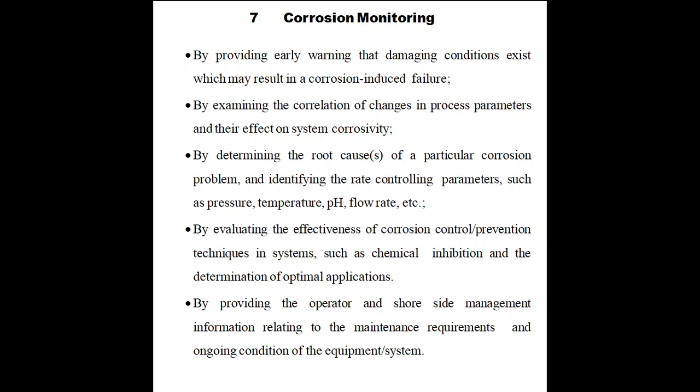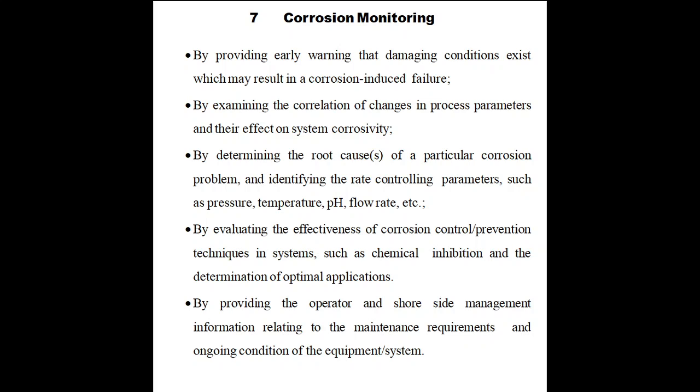Next comes corrosion monitoring. Corrosion monitoring is important where we use large industrial plants, and it helps us by providing early warning that a damaging condition exists. So we can save our machine, we can stop the machine, and we can check the part. It determines the root causes of a particular corrosion problem and identifies the rate controlling parameters such as pressure, temperature, pH, and flow rate.